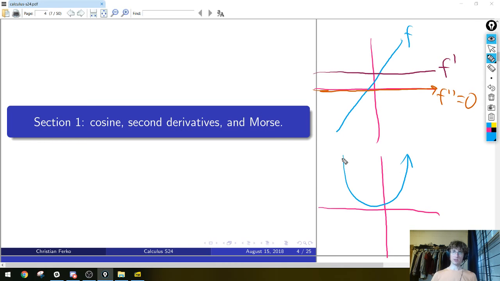So say a parabola is going to have, if this is f, then the derivative of f itself is a line, so maybe it looks like this. And then that's the first derivative.